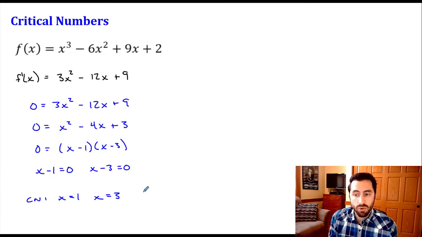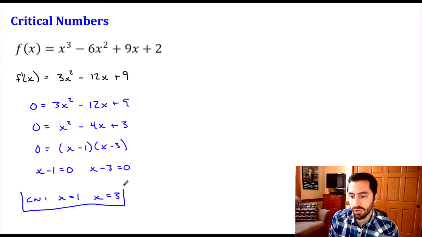So the other important thing that we do need to check whenever we're looking at critical numbers is the critical number has to be in the domain of our function. Well, as I said, this is just a polynomial. The domain of this is all real numbers, so both of these are in the domain. So these are our two critical numbers.